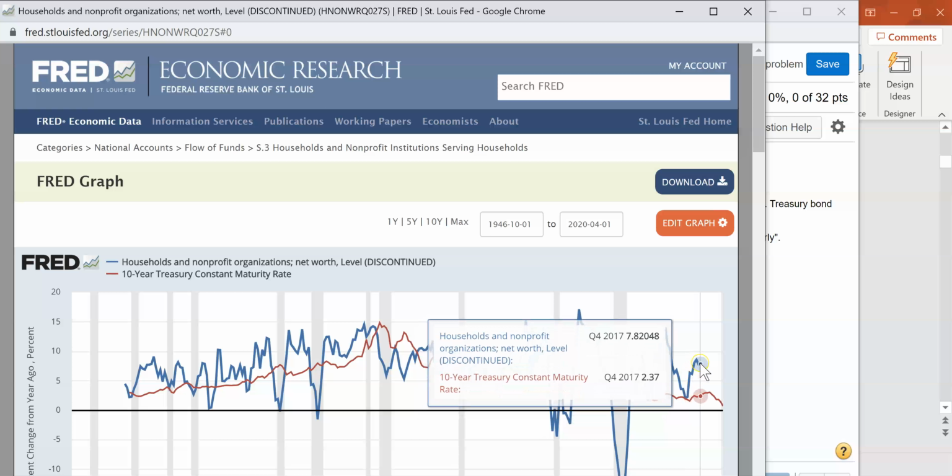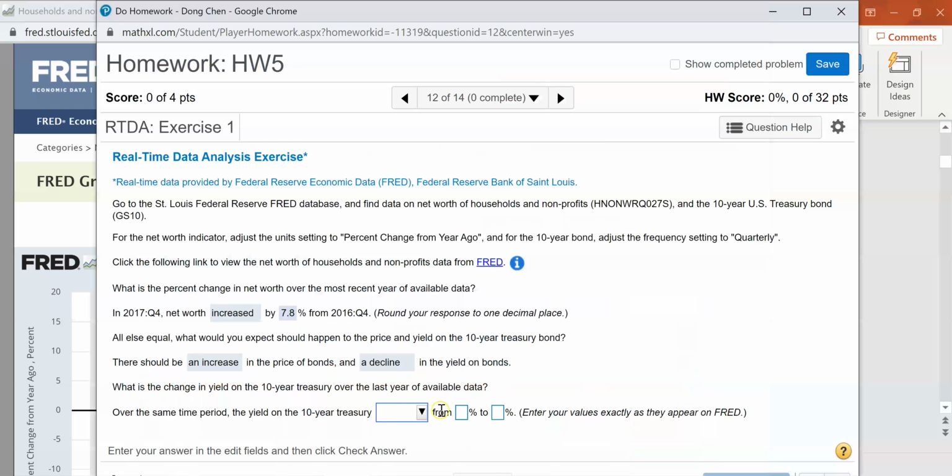You can see that it went up to 2.37 in Q4 2017. So this basically increased from 2.13 to 2.37. Obviously, this is not consistent with this, right?